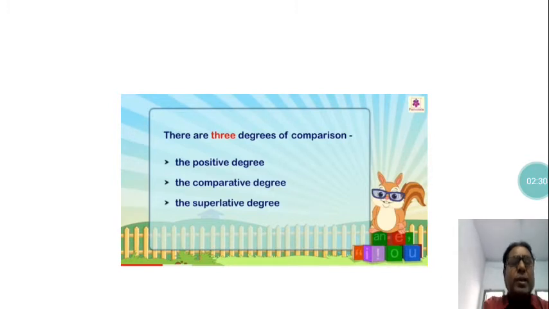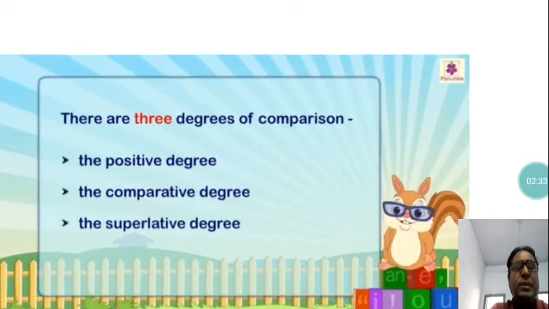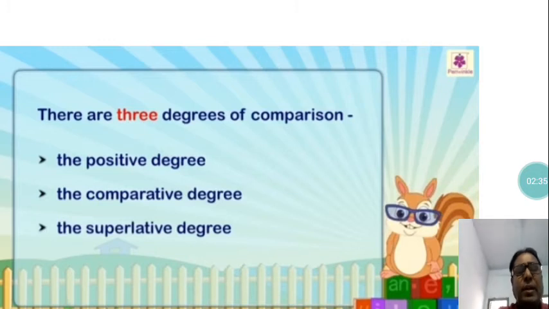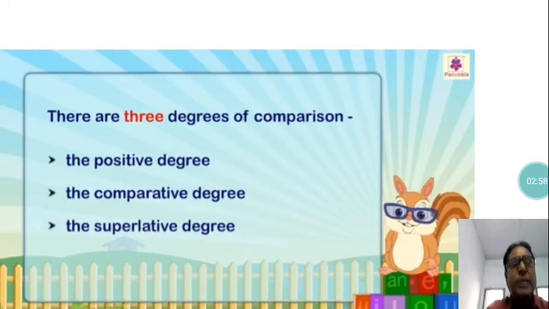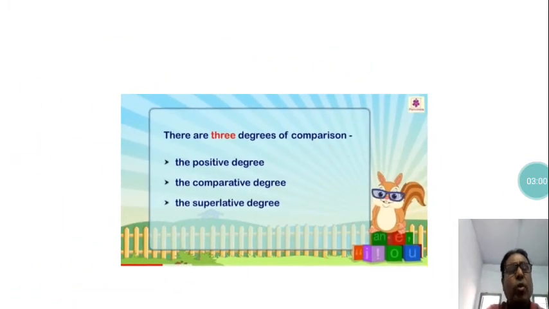There are 3 degrees of comparison: the positive degree, the comparative degree and the superlative degree. This is very well known to you. You have read them, you have practiced them, we use them every day. So let us see something more about the 3 degrees, that is positive, comparative and superlative.